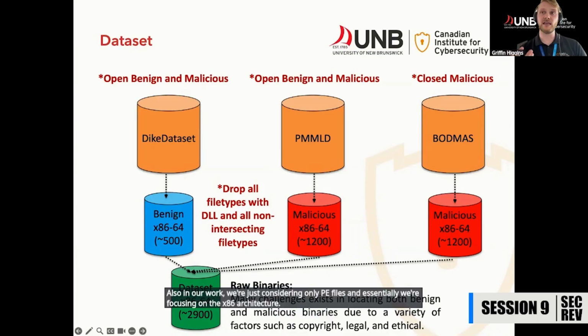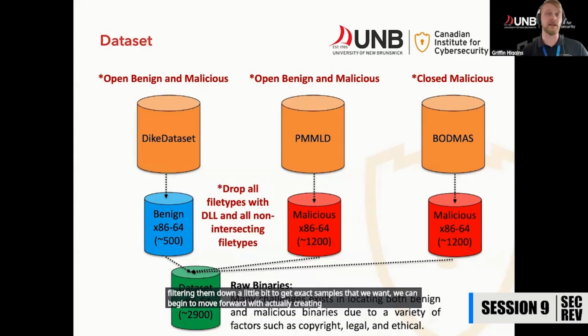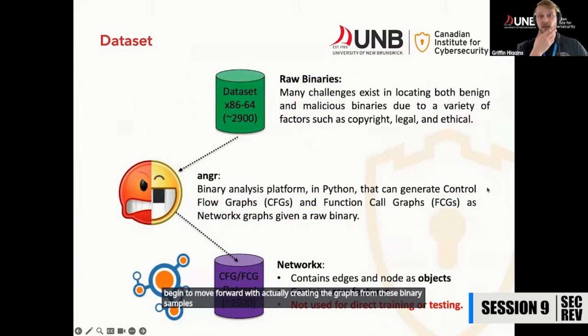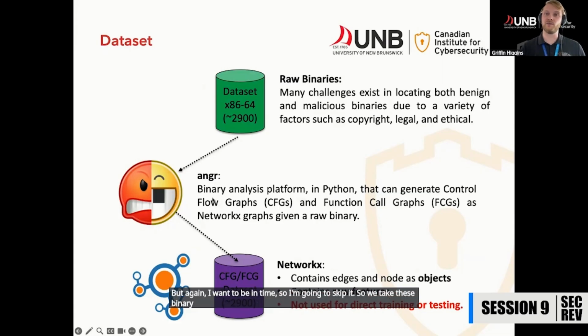So after this initial stage of getting all these data sets and kind of filtering them down a little bit to get exact samples that we want, we can begin to move forward with actually creating the graphs from these binary samples. So we do that in many ways. This is also a good question if someone wants to ask it later about the challenges that exist here. But again, I want to be in time, so I'm going to skip it. So we take these binary samples and we can pass them through various tools, one of which is called angr. And this is the thing that will actually generate our control flow graphs and function call graphs for us. And it will give them back to us as a NetworkX object.